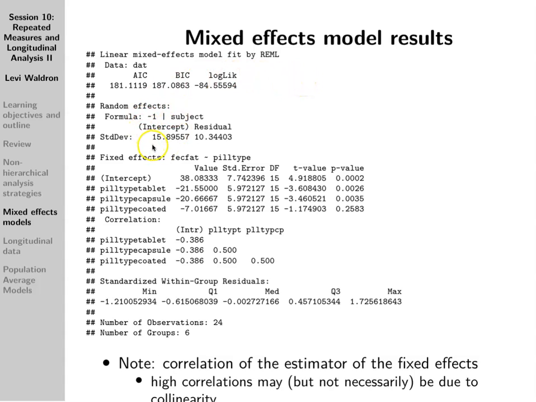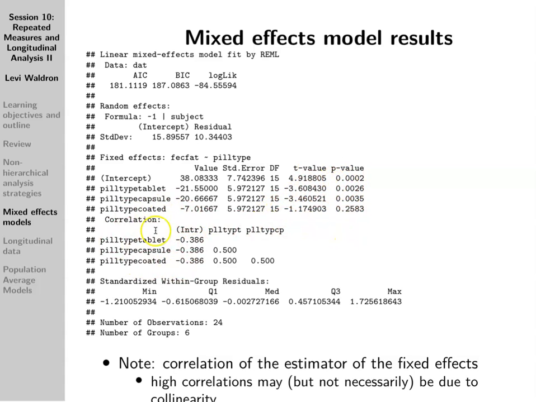Has some of this same information that we had before on the random effects. And like I promised, it has this full table for the fixed effects, including both the estimates, standard errors, degrees of freedom, the t-values and p-values from Wald test.